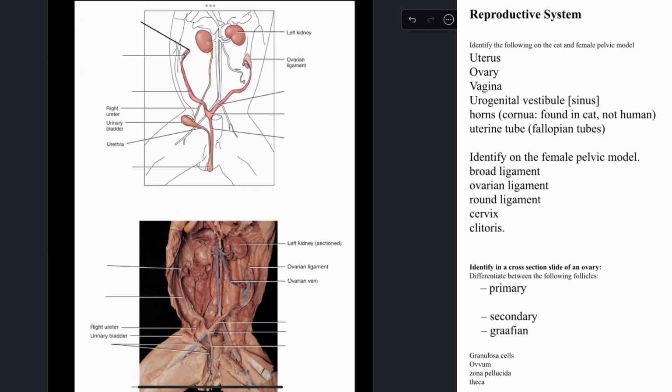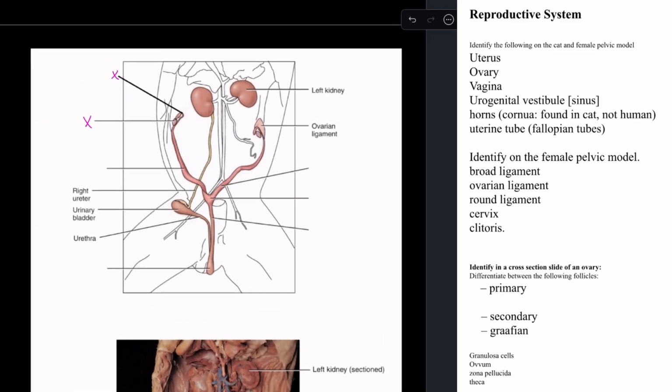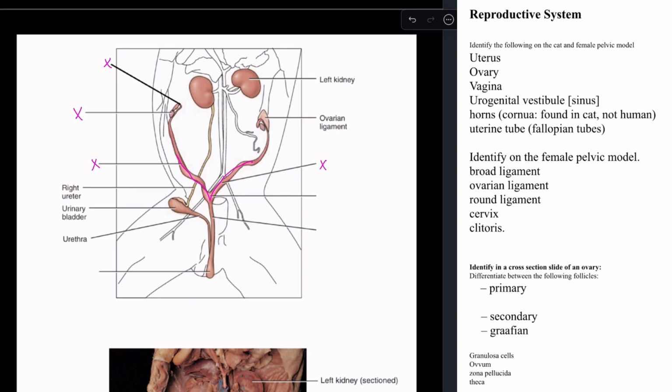All right, now going over the cats. The cats here, this structure right here is again the ovary. And then this right here, bending like that, that right there is the uterine tube or the fallopian tube. Okay. And then in the lab list, it says it can only be found in the cats. This right there is called the horn. So if we're looking at it from the anatomical side, this right here is the right horn, and this is the left horn.